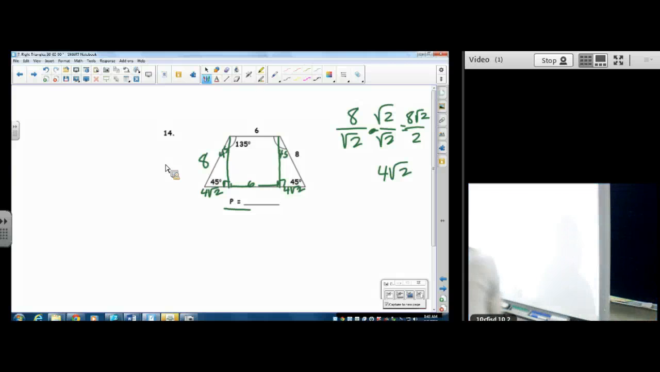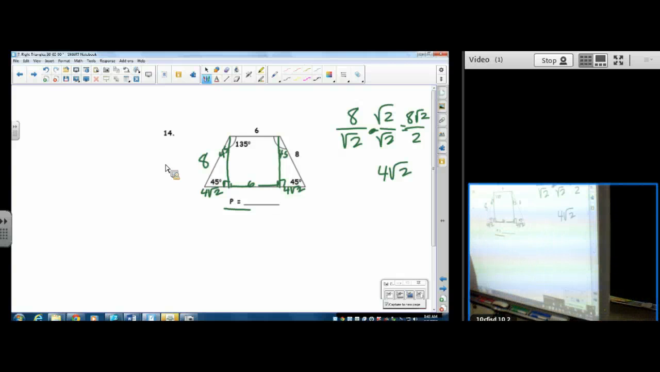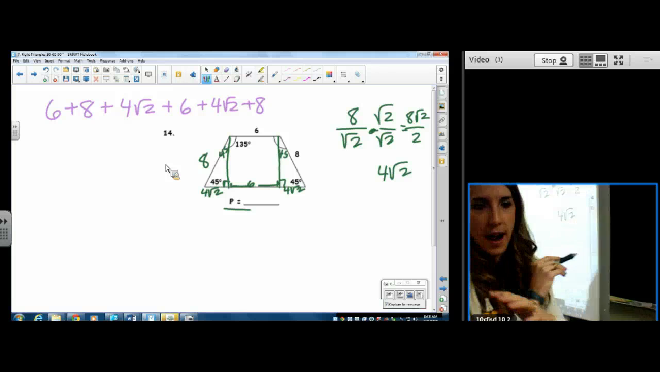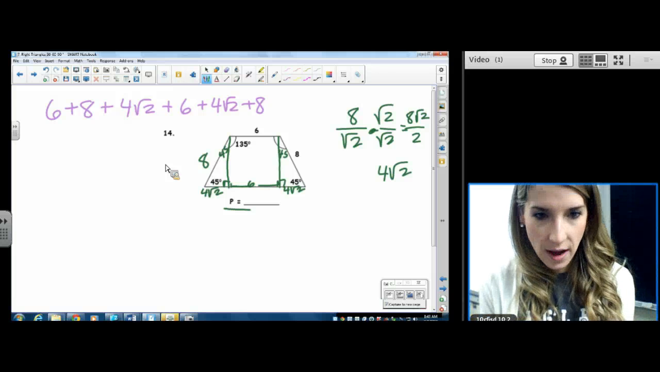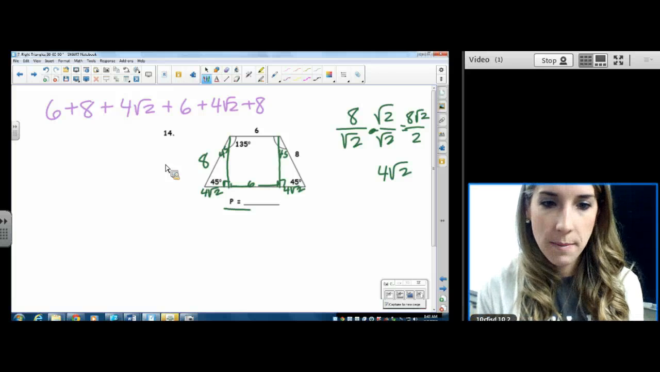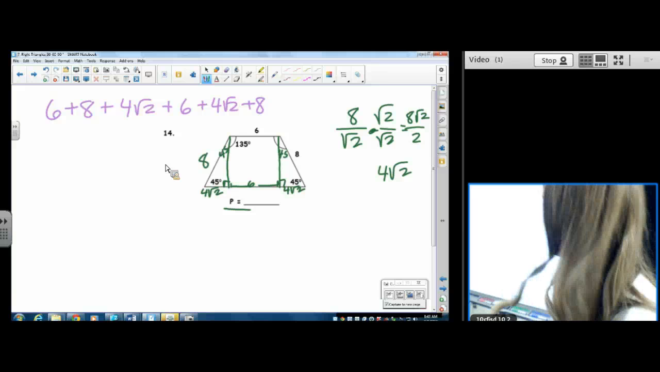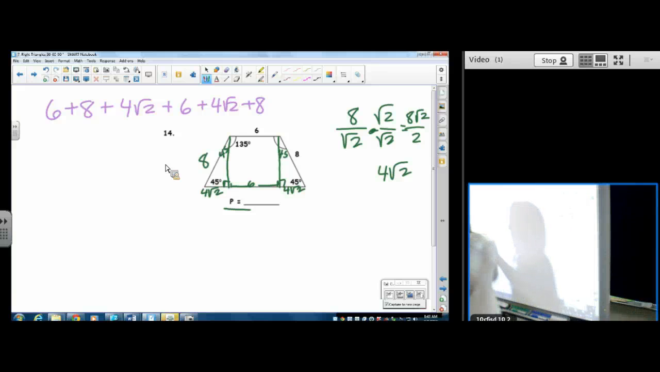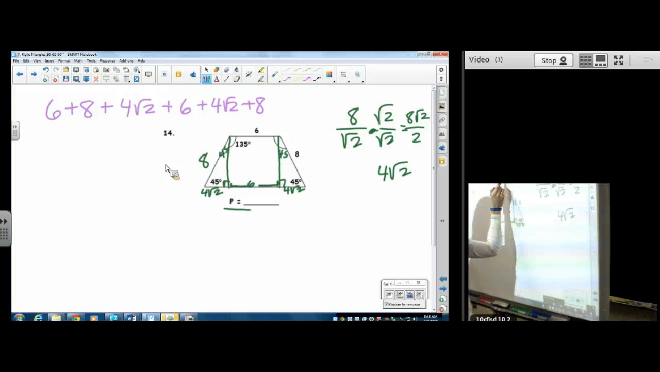You wouldn't do this work every single time, but I just want to show you all that we have. We have 6 plus 8 plus 4 root 2 plus 6 plus 4 root 2 plus 8. I wouldn't expect you to write that addition sentence out every time, but we do need to make sure we are adding our like terms, right? So we're going to add 6 plus 8 plus 6 plus 8.